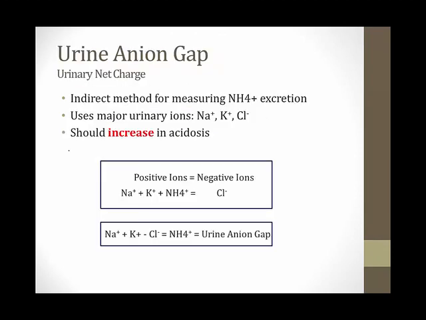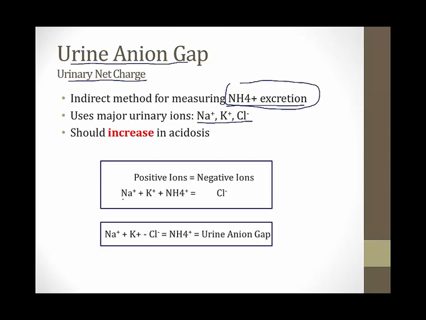There's one other measurement of renal acid excretion that is sometimes performed. That's called measurement of the urine anion gap, or the urinary net charge. This is an indirect method for measuring ammonium excretion. It turns out it's hard to test for ammonia level in the urine, so sometimes this indirect method is used instead. This method relies on the urinary concentration of the major ions, sodium, potassium, and chloride.